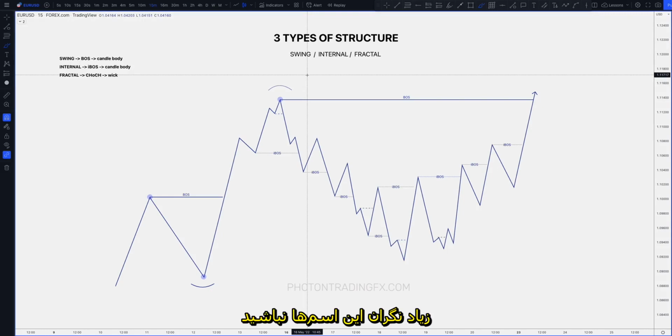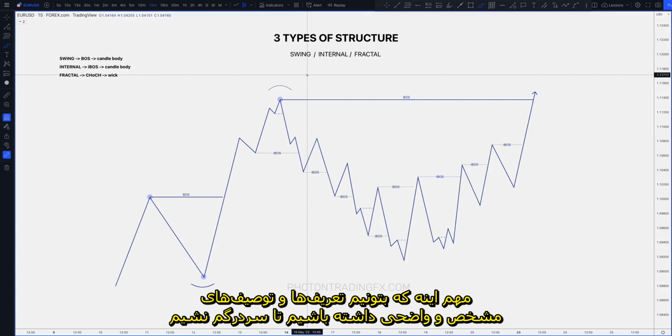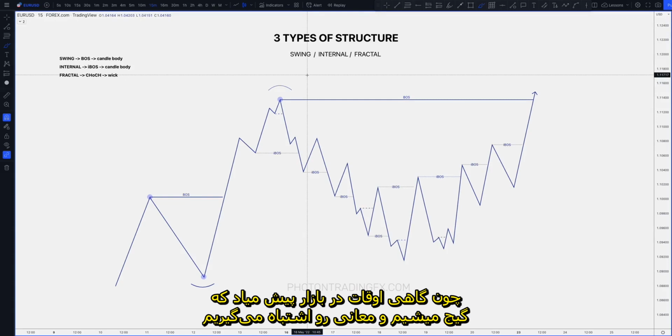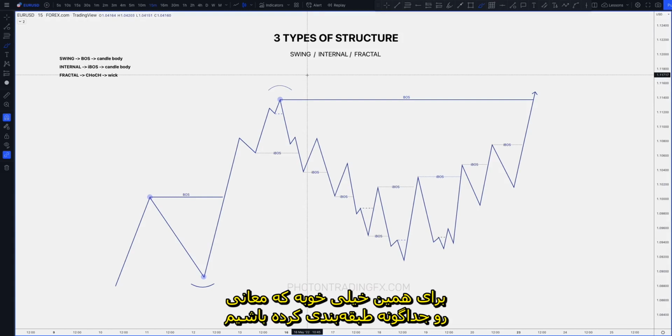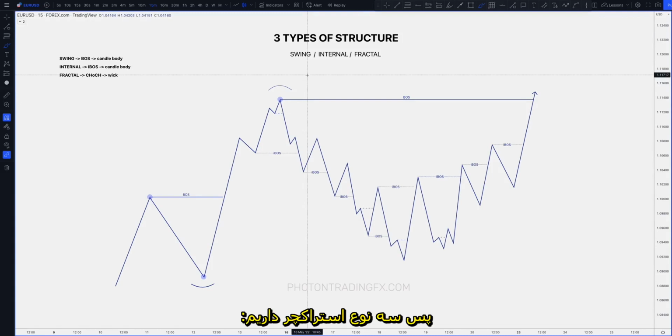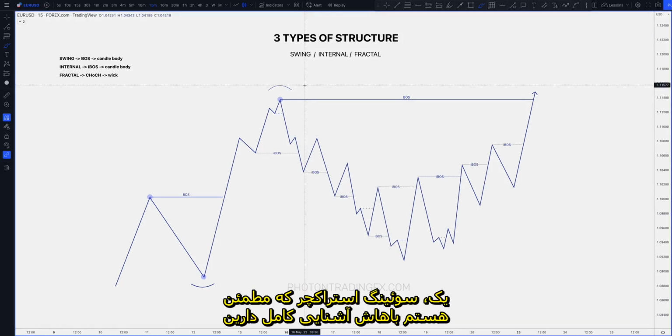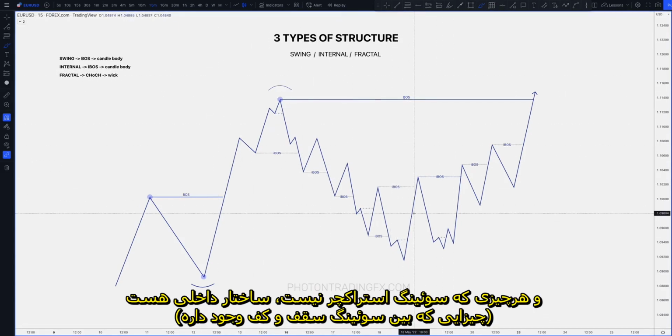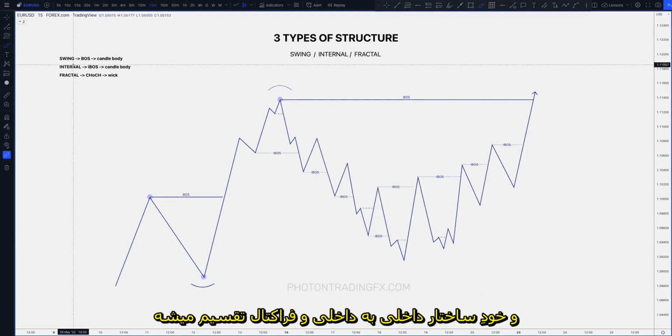I know it can get a bit frustrating with all these names and terminologies, but I think it's really important that we have very clear and separate definitions so we don't get confused when referring to things, because in the market sometimes it can all get a little bit one and the same. So three types of structure: swing structure, which we should be very comfortable and familiar with; everything that isn't swing structure, basically everything in between the swing high and low, is internal structure, but we're now breaking those up into internal and fractal.